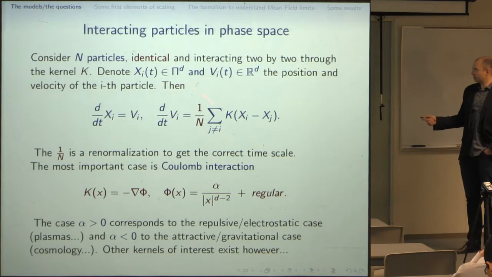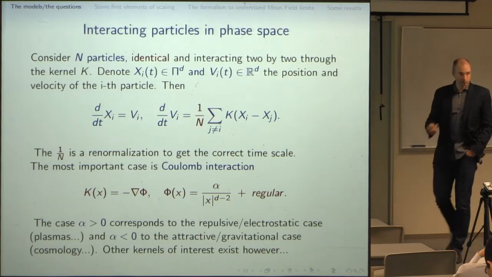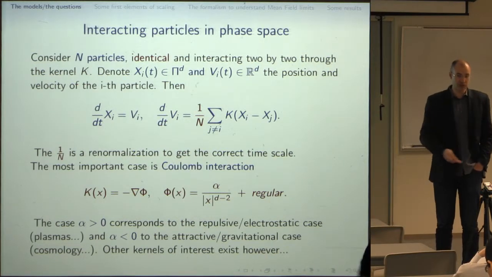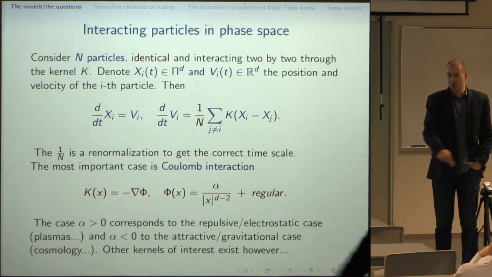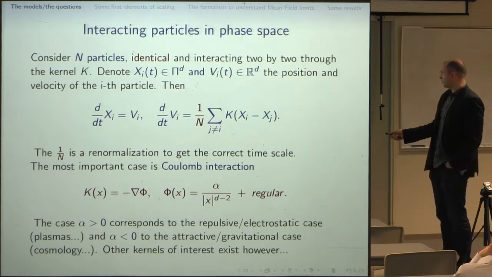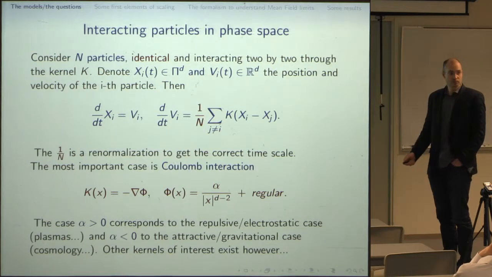Let's remain in the framework of gravitation. Then there's a physical constant in front of all that, and that physical constant is a gravitational constant times mass squared, that's the gravitational force, divided by mass, because you have to write an acceleration. So here there is a number which is the gravitational constant times mass. So why am I saying that this number is 1 over n?